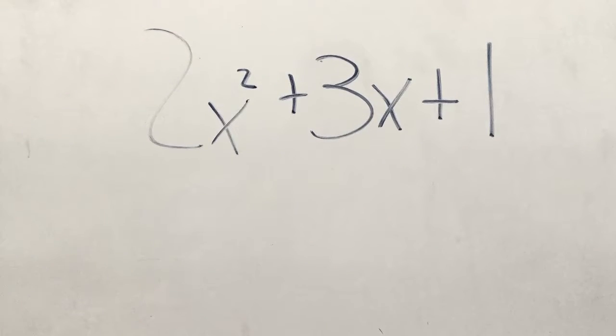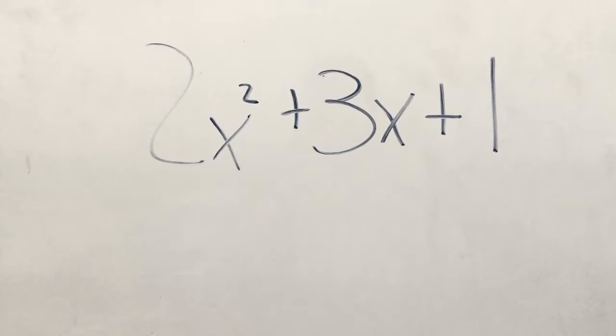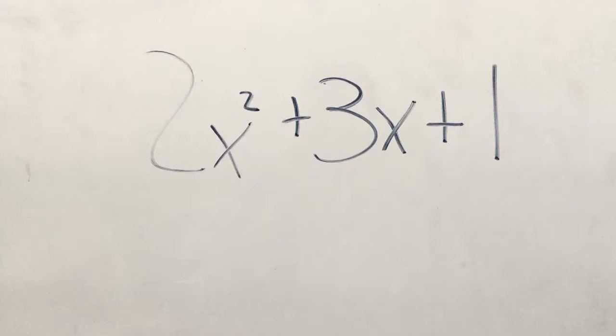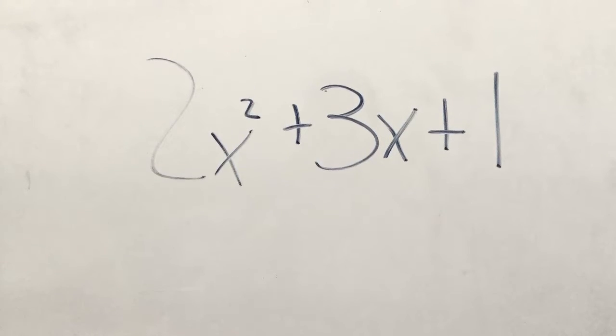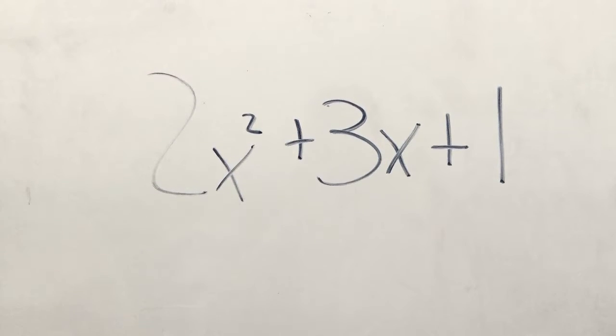For example, the expression 2x squared plus 3x plus 1 is a polynomial. The expressions x to the 1 over 2 or x to the minus 1 are not polynomials because their exponents are not whole, and are not positive powers either.